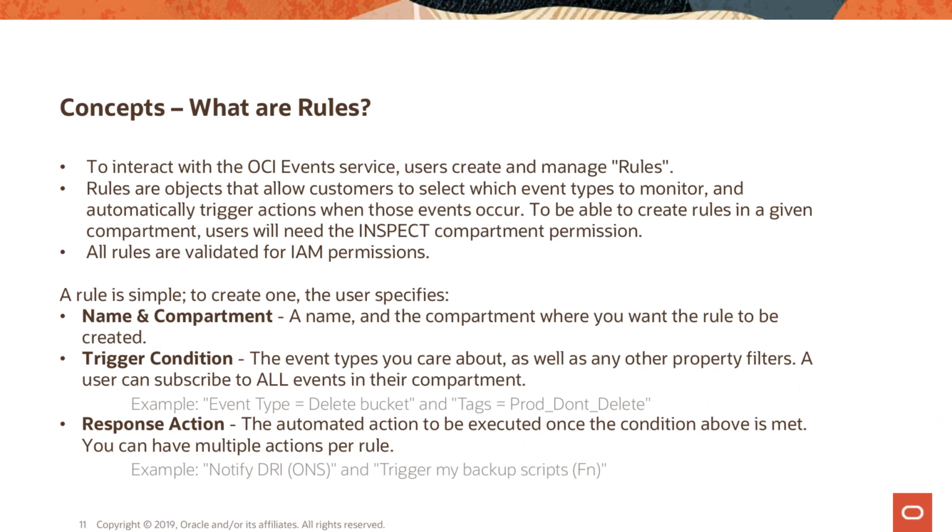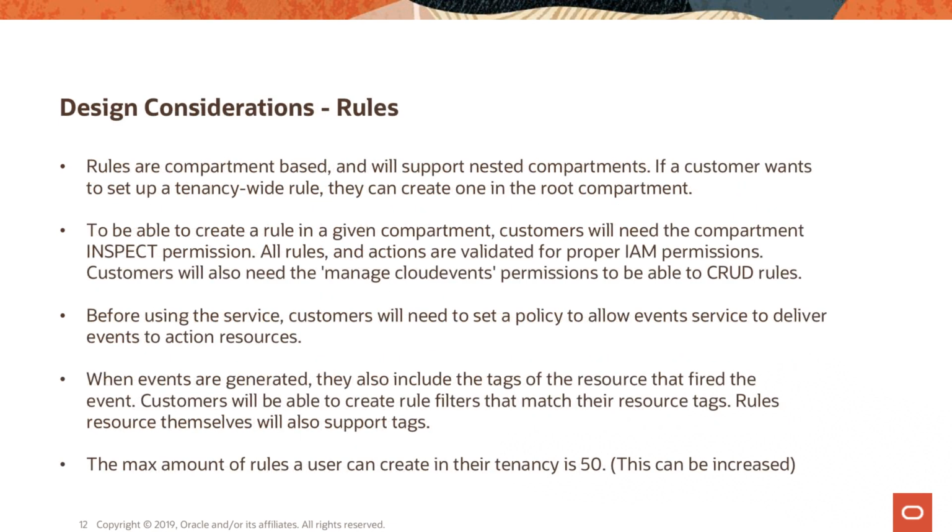Rules apply to events in the compartment in which you create them, and any child compartments as well. You should create a rule in the compartment which has the resource you want to monitor, and then you have to specify where to deliver the matching events. So let's look at an example. Let's say you have a compartment called IT compartment, which has some resources that you're interested in, and there are some events related to those resources that you want to write rules on and then take actions on.